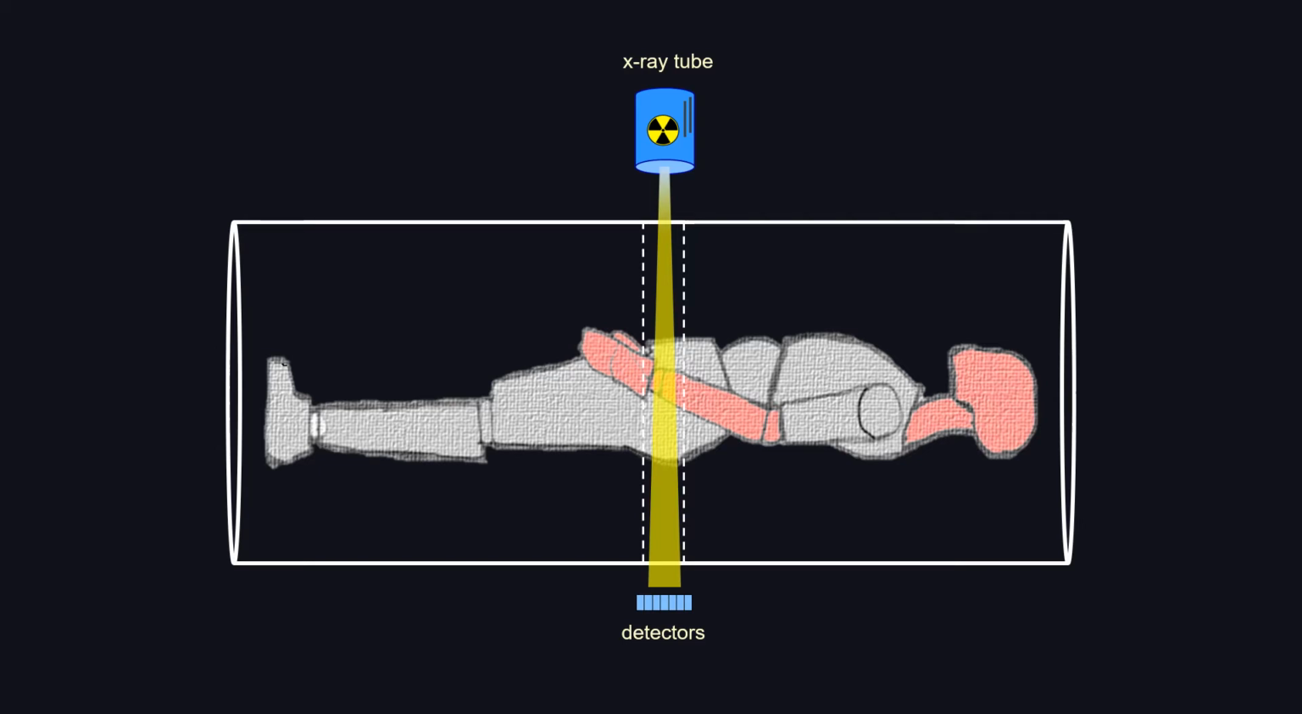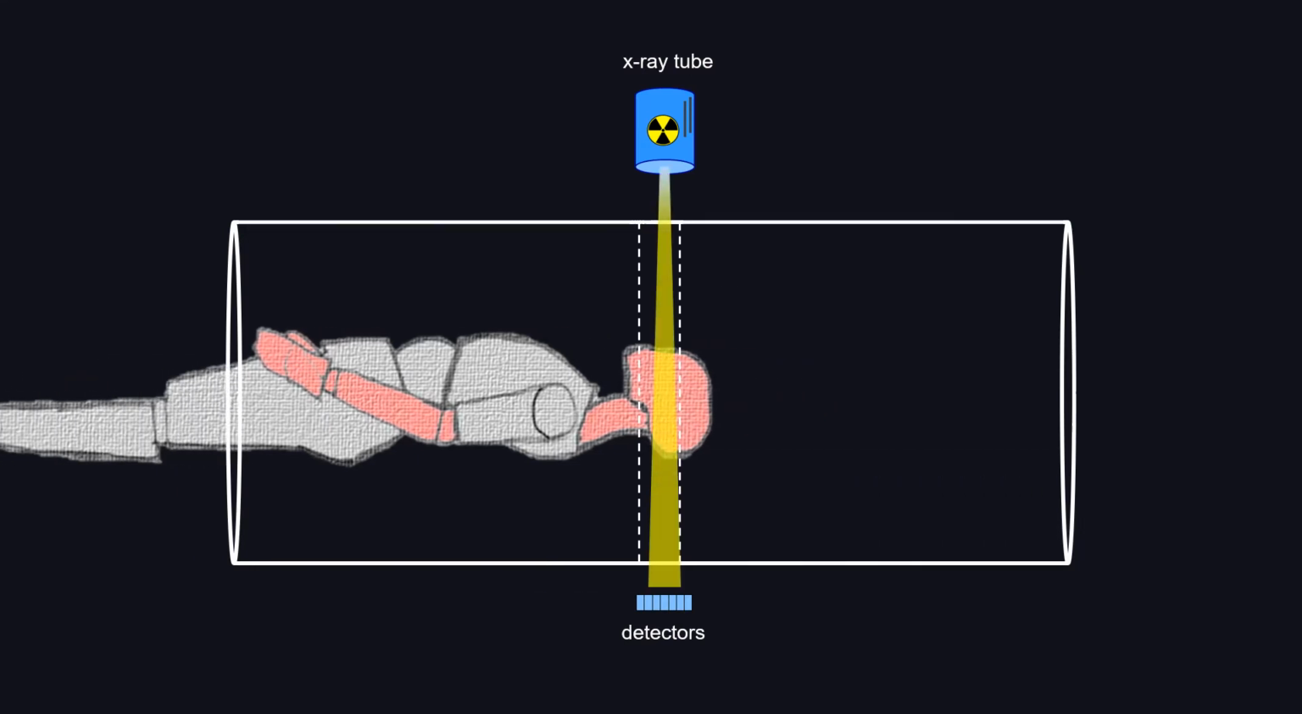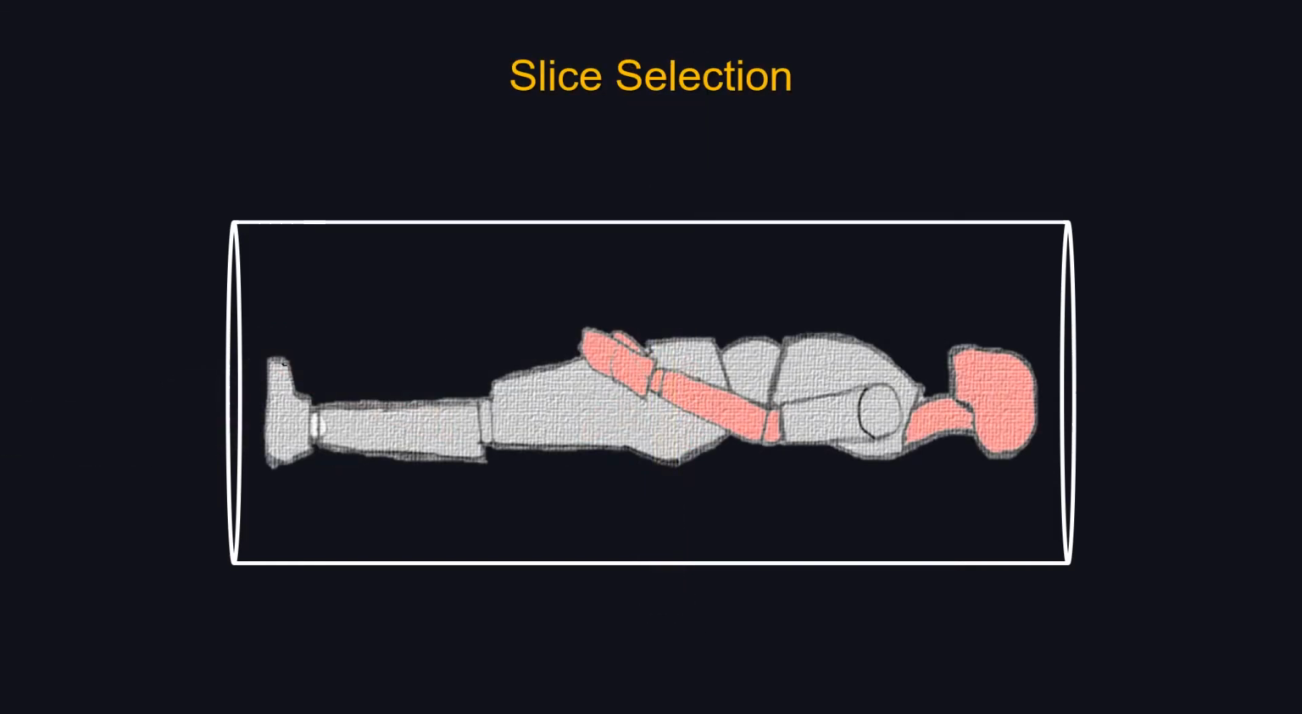If you want to have a slice in another part of the body, you can physically move the patient to the region of interest, or you can move the source of the X-ray. Slice selection for MRI does not work the same way. So let's say you want to do the same thing. You want to have a slice selection in the middle of the torso with MRI.